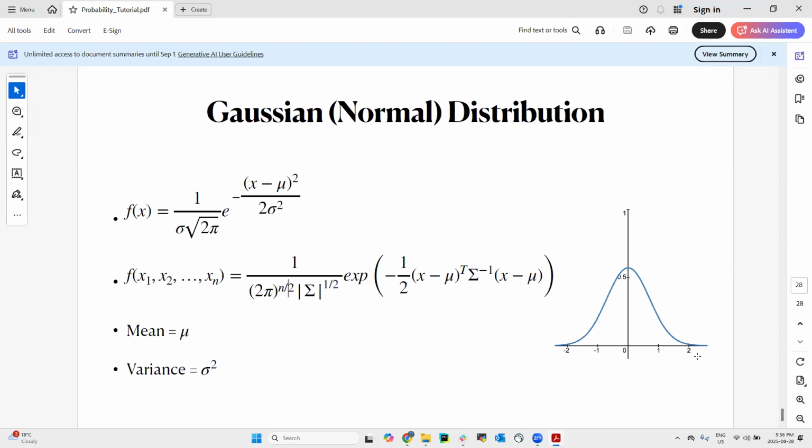So the idea is that all you need to do to represent this and to find these points is a mean vector. Again, I'm talking about the multidimensional case. And also the covariance matrix. So by finding the mean and covariance, we can actually find the whole distribution. And that's a big thing.